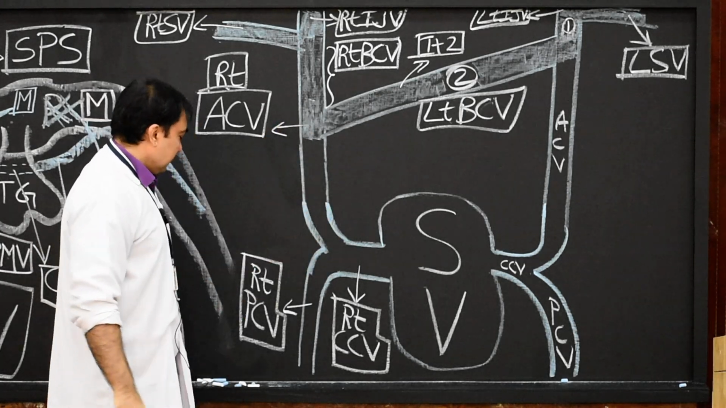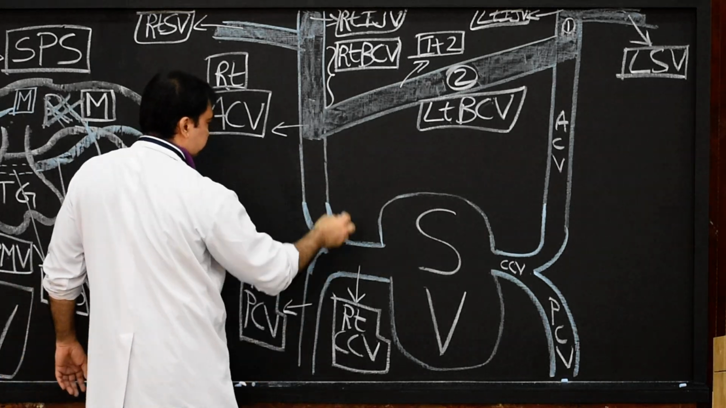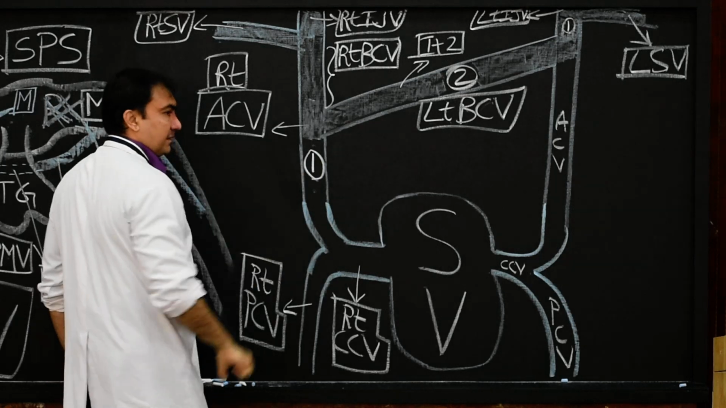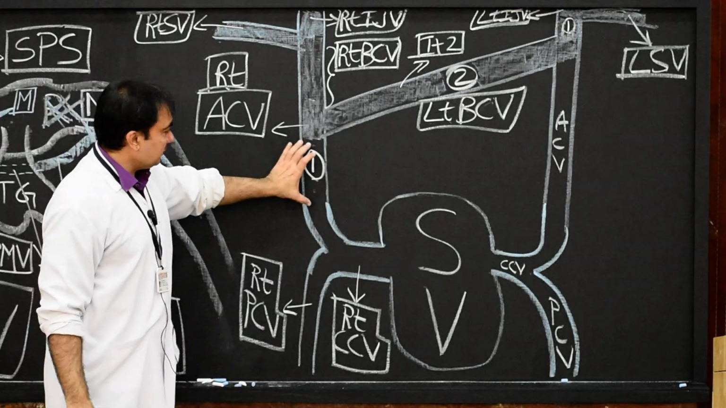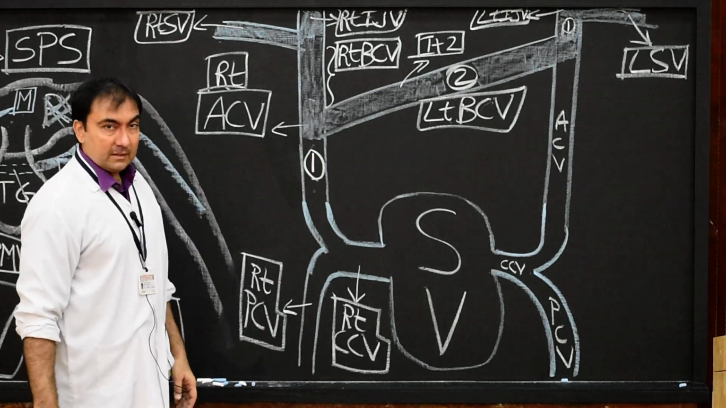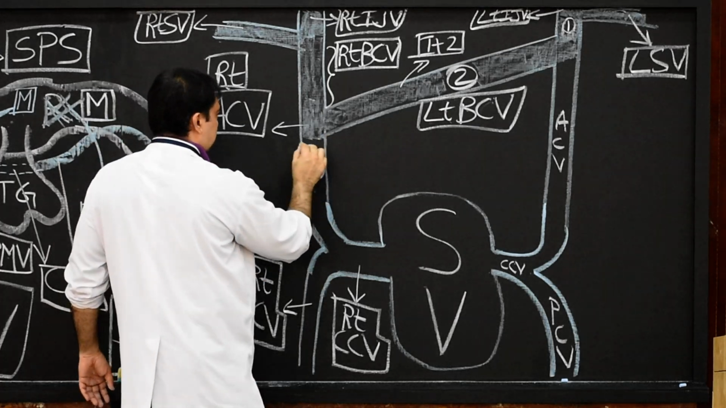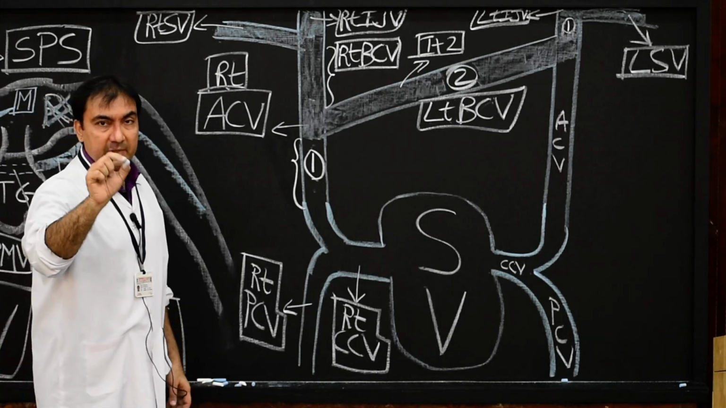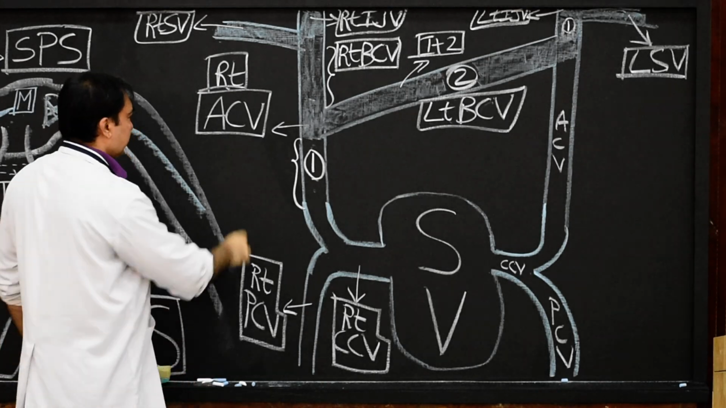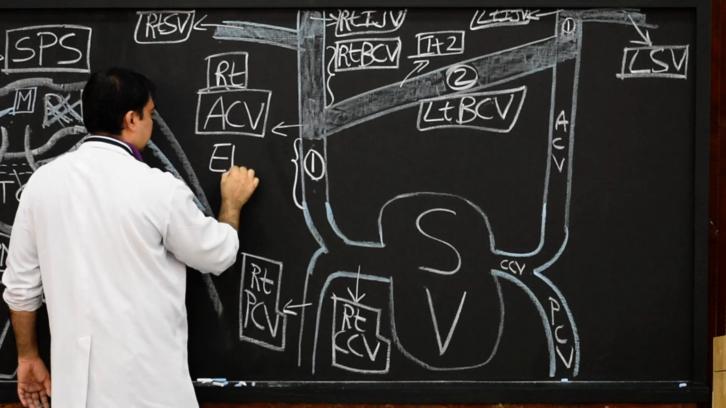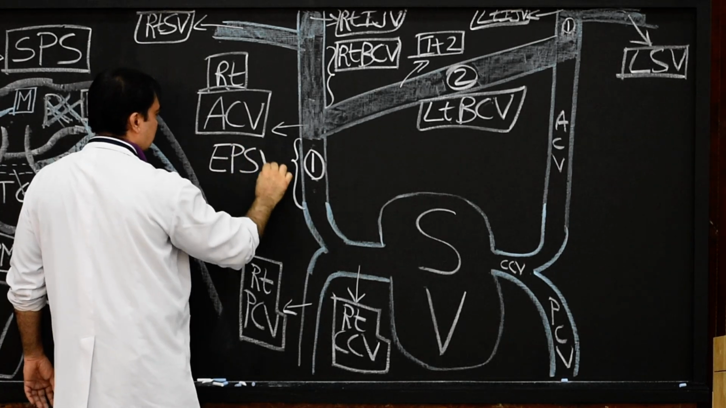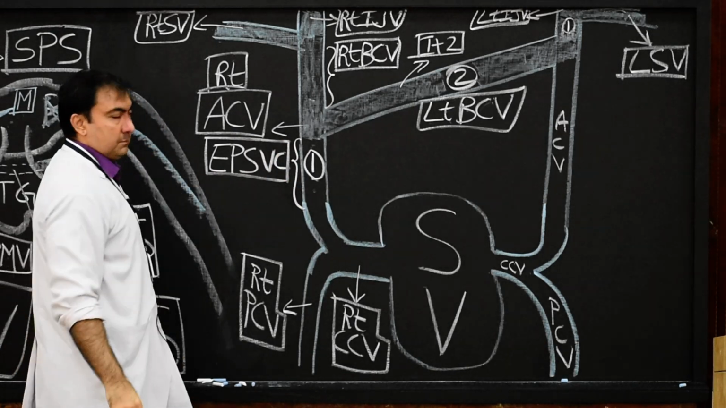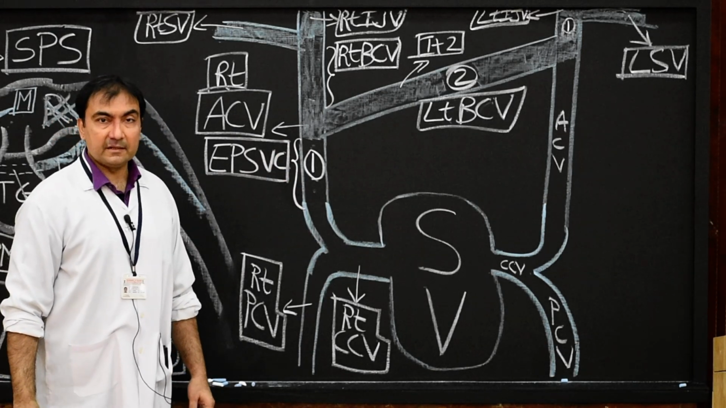Superior vena cava will be developed from two parts. First part, this is the caudal end of the right anterior cardinal vein, which will lead to development of, this much part will lead to the development of extrapericardial portion of superior vena cava. So mark down as extrapericardial portion of superior vena cava. It will develop from the caudalmost part of the right anterior cardinal vein.